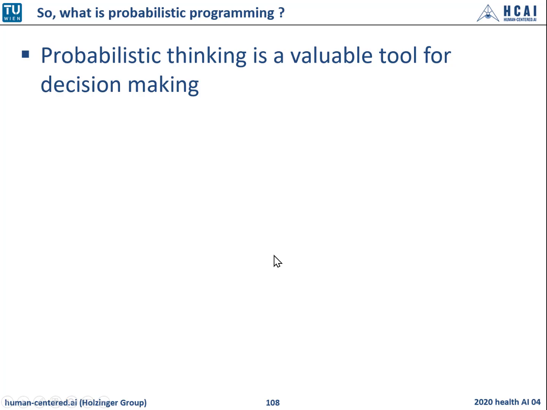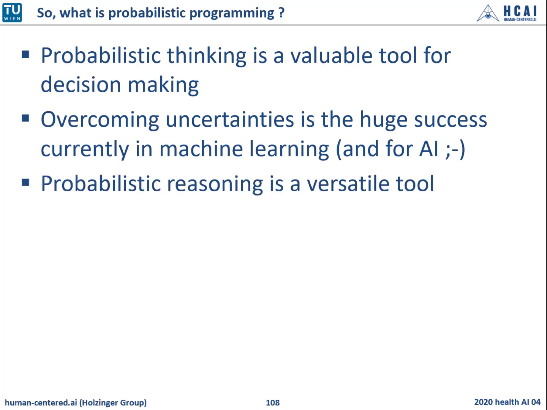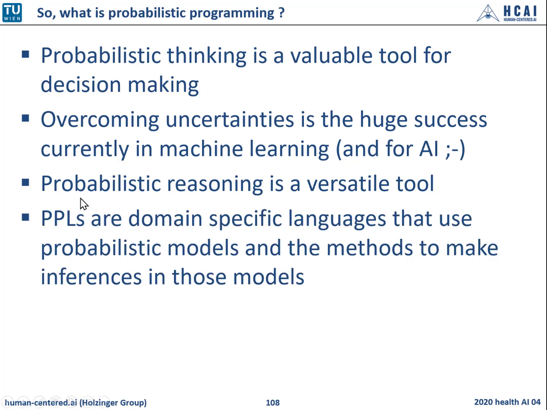So what have we learned so far? Probabilistic thinking is a valuable tool for decision making. This is really very, very important to know. Overcoming uncertainties is the huge success currently in machine learning and AI. Probabilistic reasoning is a versatile tool, so it can be used for many different problems. And PPLs, so probabilistic programming languages, are domain-specific languages that use probabilistic models and the methods to make inferences in those models. So you have now a really nice definition of what is probabilistic programming.